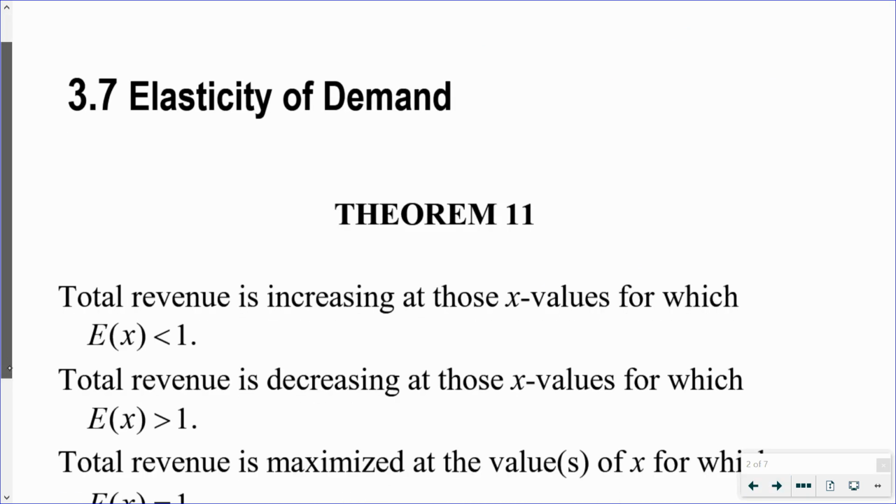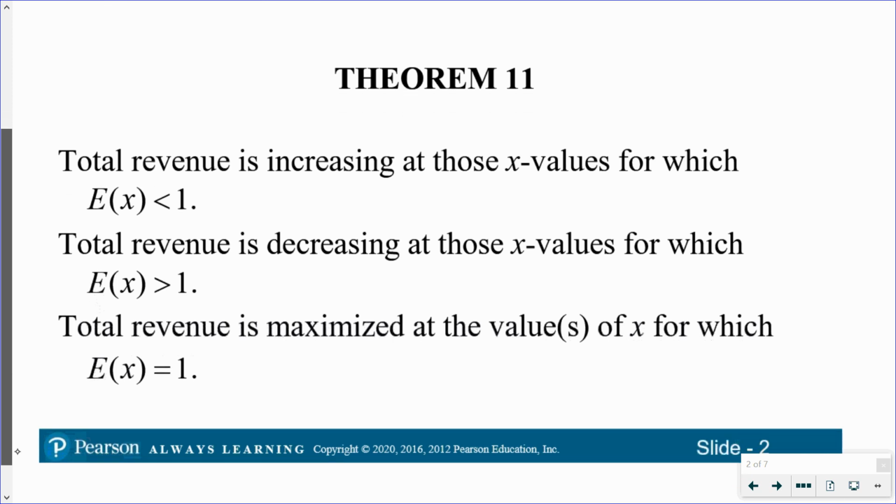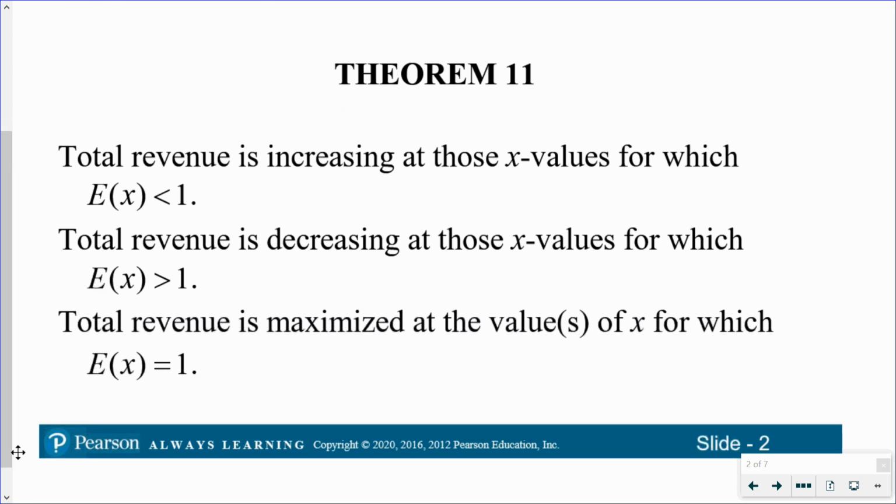Okay, so talk a little bit about, so when we get that elasticity function, and I plug a price into that elasticity function, if I get a value less than 1, that means that at that price, we are inelastic, which tells me that increasing the price means that I'm going to increase my revenue. Okay?